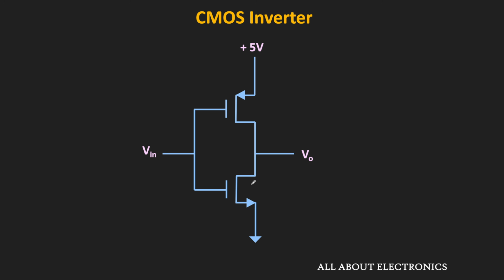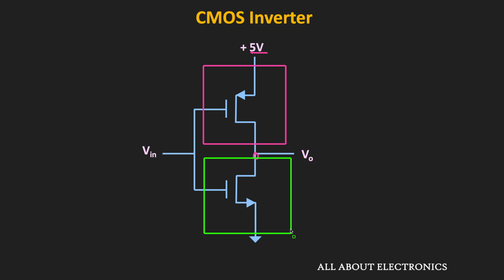Not only that, because of this configuration, there is almost no static power consumption in the CMOS logic gates. So this is the circuit of the CMOS inverter. So as you can see over here, this PMOS is used as a pull-up transistor. That means here, its source terminal is connected to the supply voltage, while the drain terminal is connected to the output node. Similarly, this NMOS transistor is used in the pull-down network. That means here, the drain terminal of this NMOS transistor is connected to the output node, while the source terminal is connected to the ground terminal. And as you can see, the gate terminals of both transistors are connected to the input node.